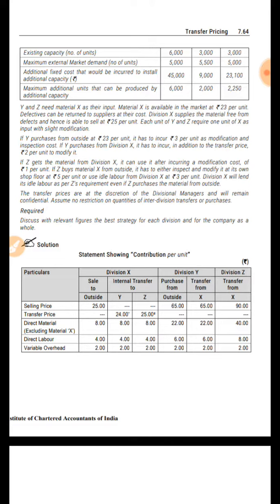Okay, so for them the best is to get the internal transfer only. Then the transfer prices are at the discretion of the divisional managers and will remain confidential. Assume no restriction on quantities of interdivision transfers or purchases. Required: discuss with relevant figures the best strategy for each division and for the company as a whole.